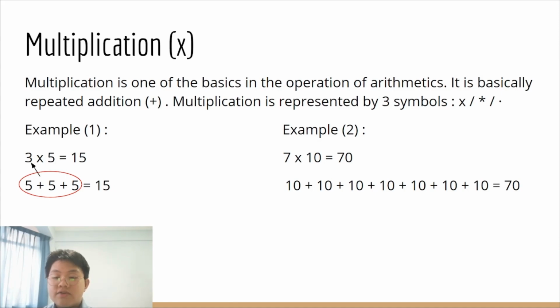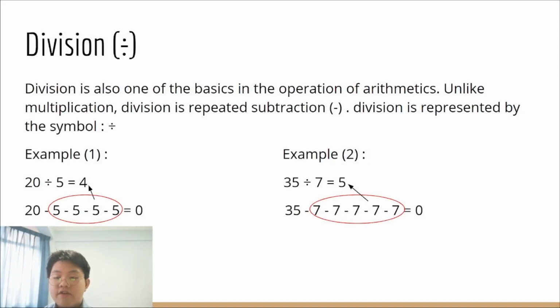Division. This is also one of the basics in the operation of arithmetics. Unlike multiplication, division is repeated subtraction. Division is represented by this symbol. In example 1, 20 divided by 5 equals 4. But how do we get the answer 4? We keep subtracting 5 from 20 until it becomes 0. The amount of times of subtracting is the answer. This goes for example 2 as well. Now, I'll let Sean continue.